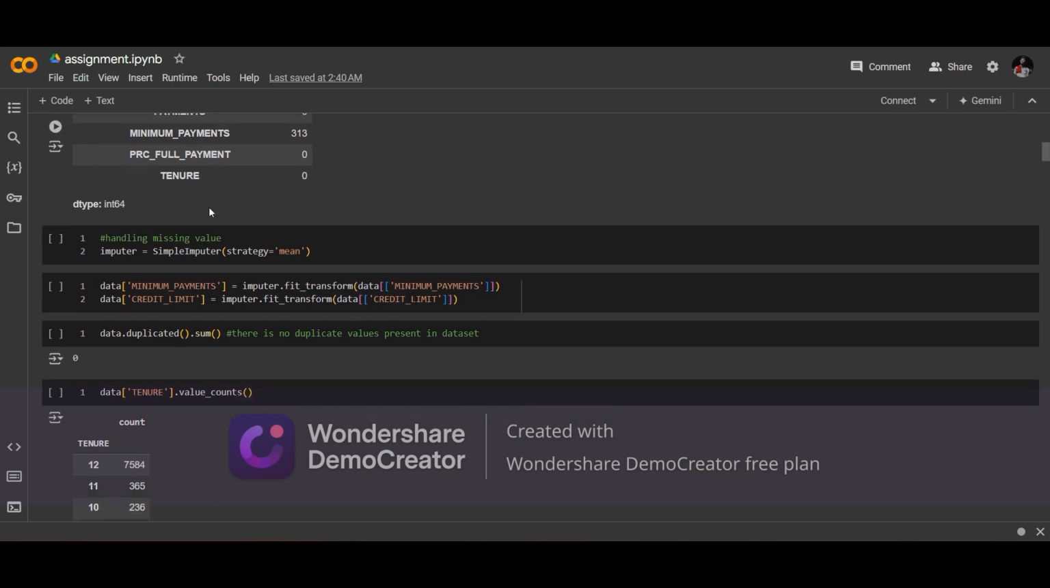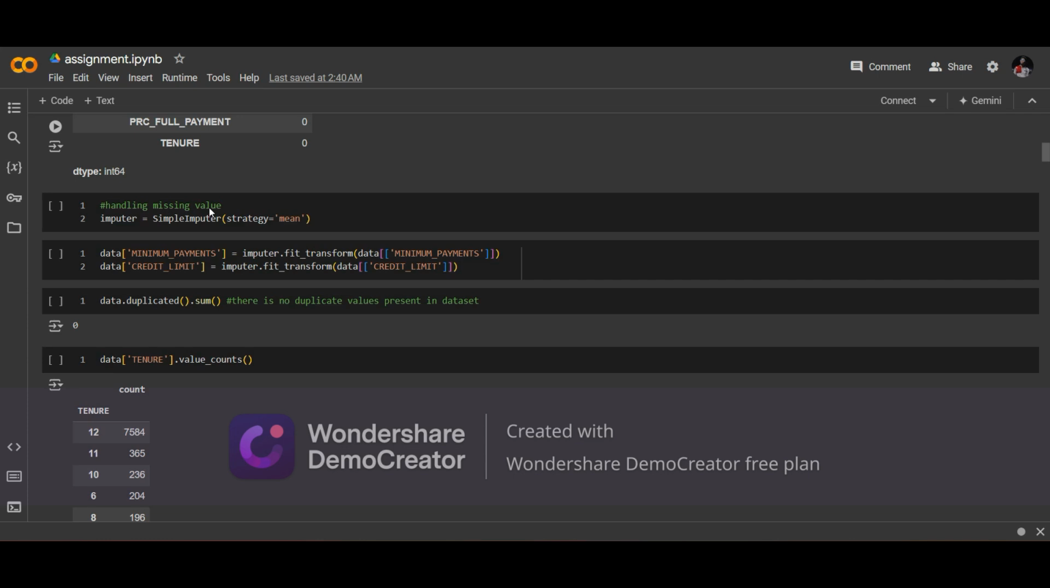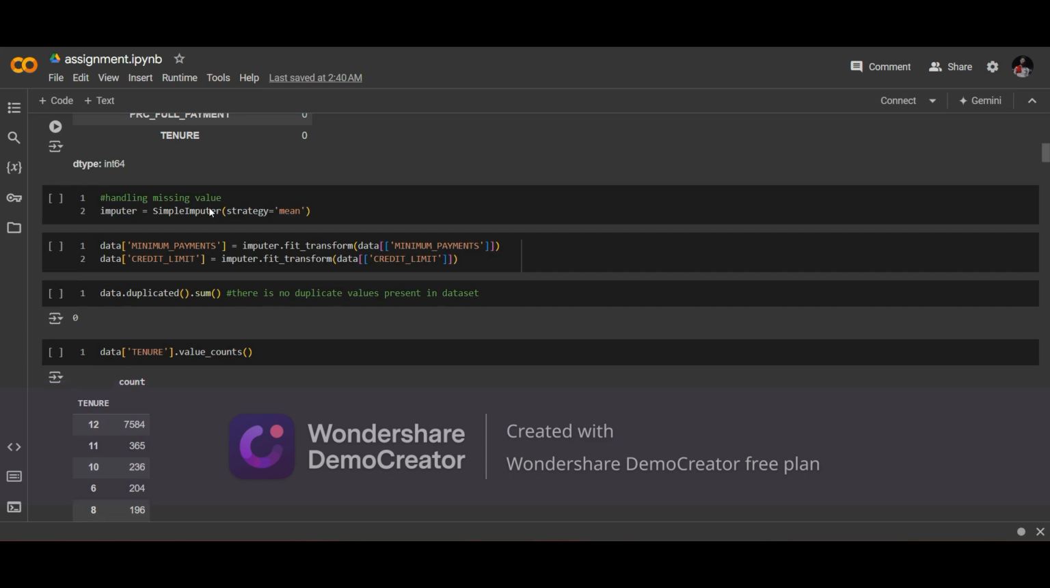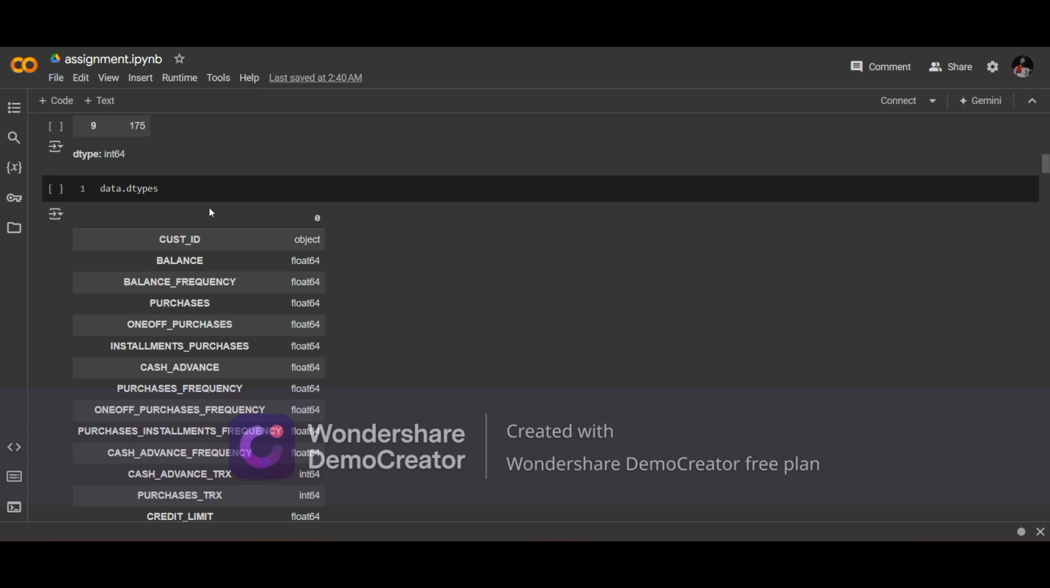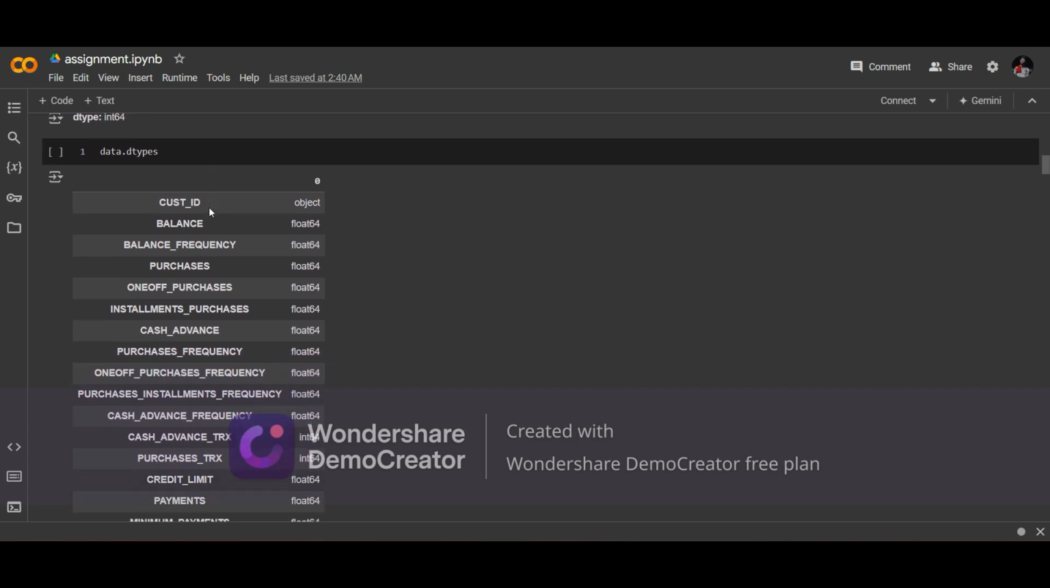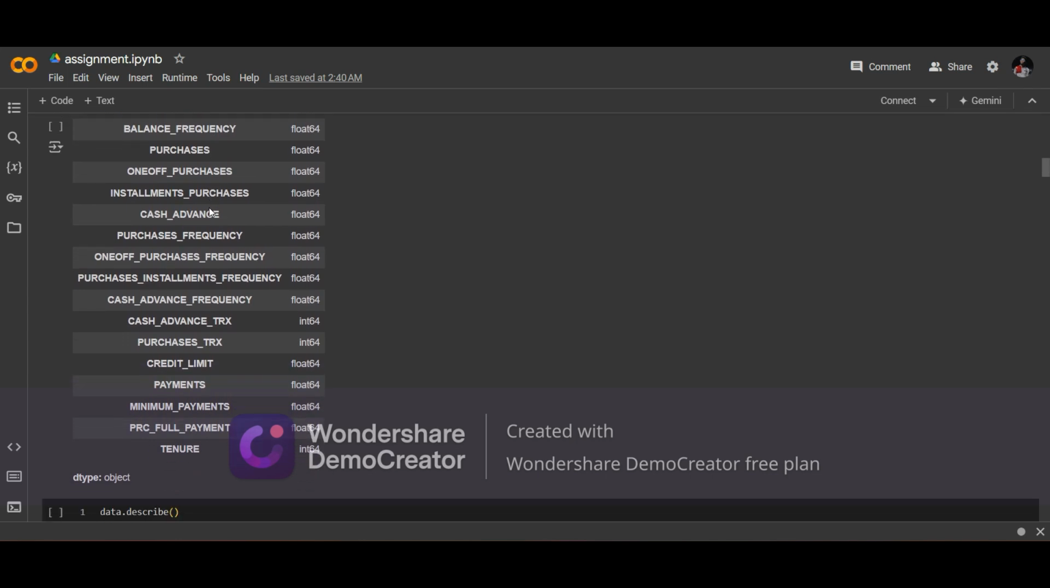After that, I also checked whether any duplicate values are present in the dataset. The insight is that there are no such values present. I have applied value counts to get knowledge about the counts of the contents of specific columns, and dtypes, which represents the data type of the columns.